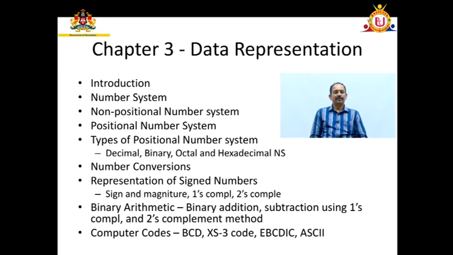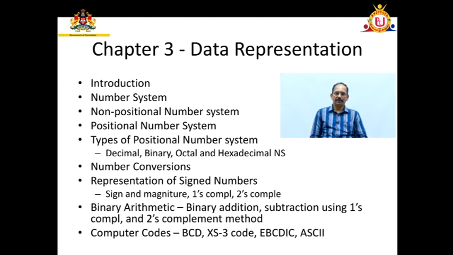So, we discussed the number system, different kinds of number system, that is non-positional number system and positional number system. Examples for non-positional number system are the Roman number system and the Mayan number system. And we studied the positional number system, its structure. There are different types of positional number systems, namely decimal, binary, octal and hexadecimal number system. So what is the base of these number systems, and how do we understand the base of every number system?